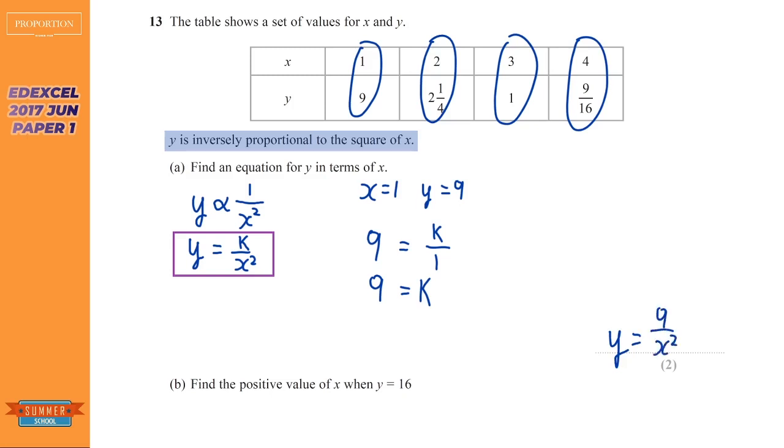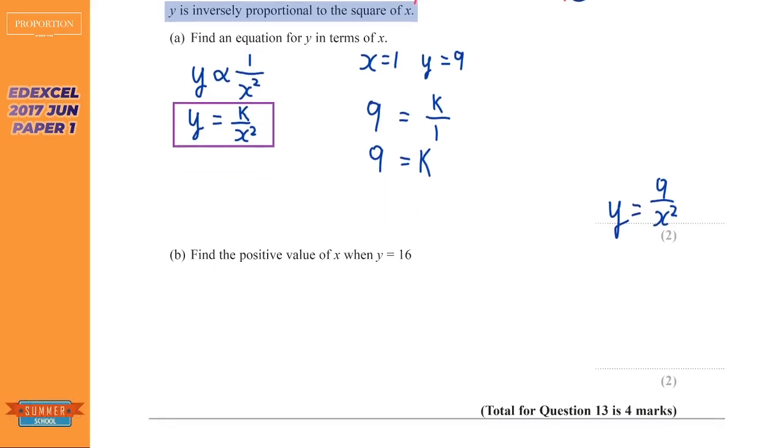Now you might be wondering, if I picked a different value of x and y, so x equals 3 and y equals 1, would I get the same answer? Absolutely. It doesn't matter which one you pick. In fact, in the question, you didn't need these. You only needed one of them to answer the question. Moving on to the next part.